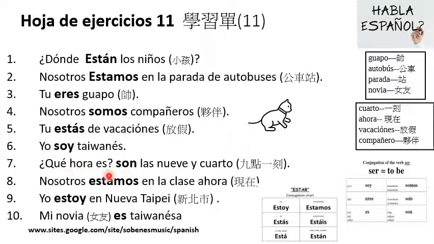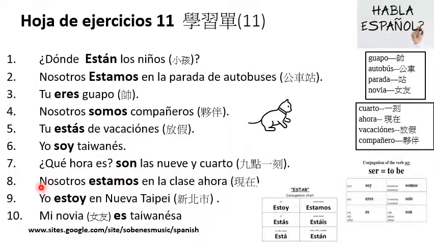¿Qué hora es? Son las nueve y cuarto, right? What time is it? It's 9:15. I'll read that again. ¿Qué hora es? Son las nueve y cuarto, right? When you're telling the time, you always use el verbo ser, right?